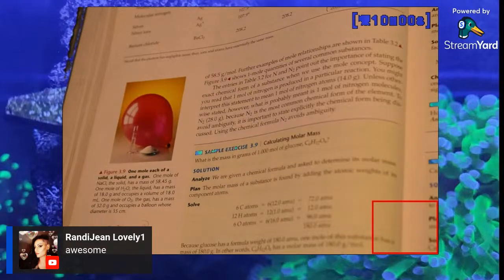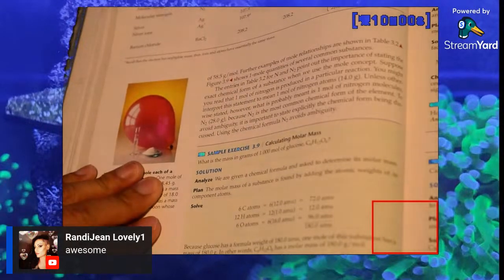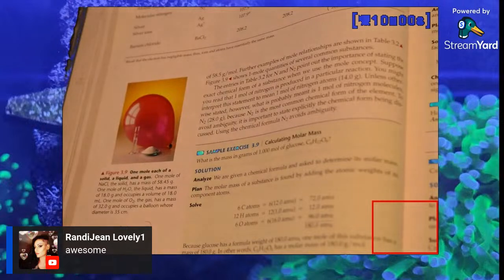So nitrogen has a weight of 14, and if you say N2, that's 28. See that? Say N3, what's 14 times 3, that's 42, right? So N3 will be 42. Anyways.